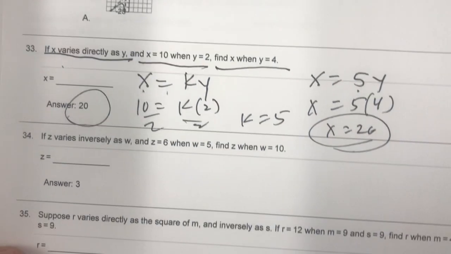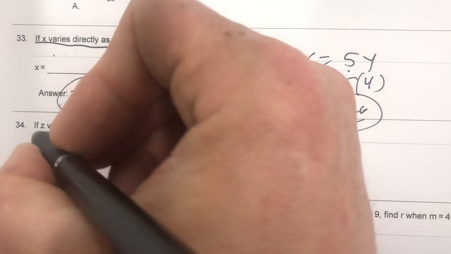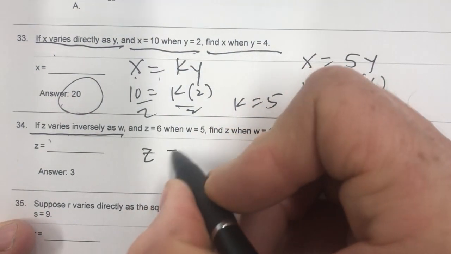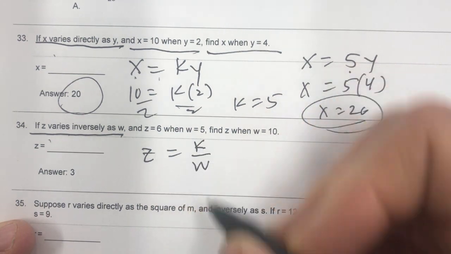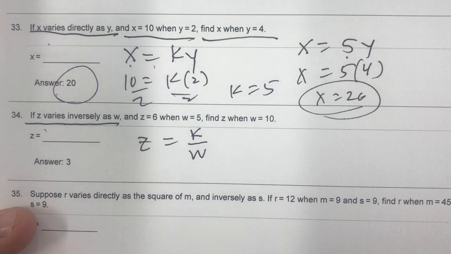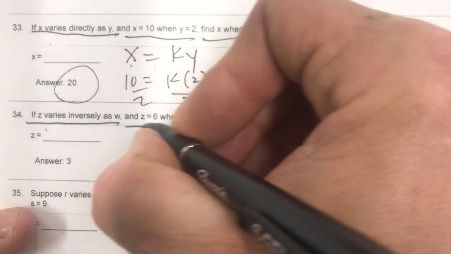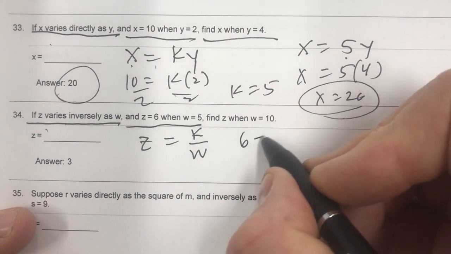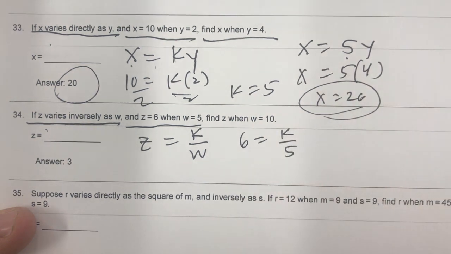Okay, it's a 3-step process. Right here, here's the first part. Z varies inversely as W. So it's going to be like that. Okay, then you have this part here. Z is 6 when W is 5.